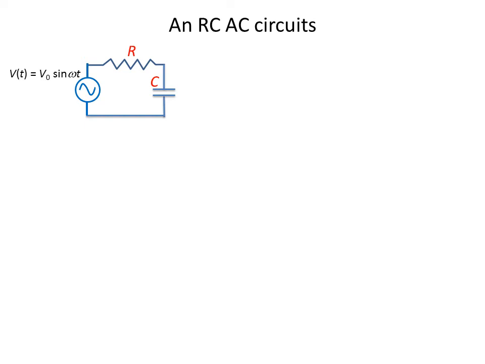This lecture looks at some more complicated AC circuits. First, we'll look at an RC AC circuit. That is a circuit which has a driving voltage that's sinusoidal, where there's a resistor and a capacitor in series.